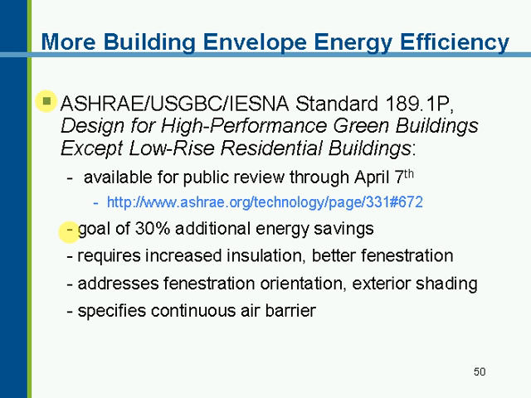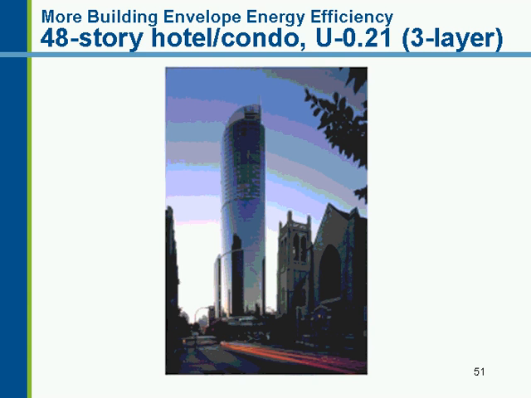Within that, as you might expect, it calls for more insulation, better windows. It also expands beyond 90.1 to look at fenestration orientation, the exterior shading, specifies a continuous air barrier. And to give you some examples of what products and buildings might be using some of those technologies, here's a picture of a 48-story hotel condominium project that's in Vancouver, British Columbia, has a U-factor of 0.21 for a three-layer system. So there's ways that you can achieve values that are twice as good as the ones that were shown as the criteria for Climate Zone 5.